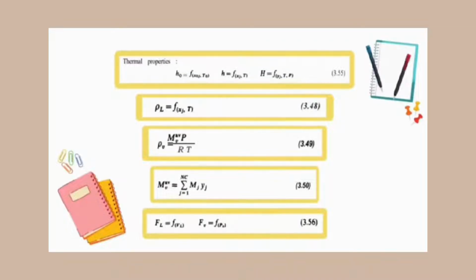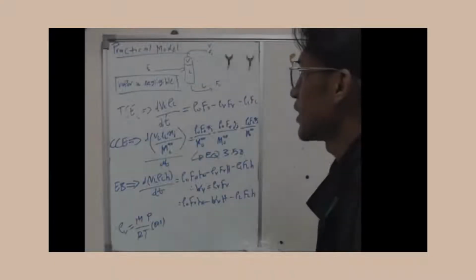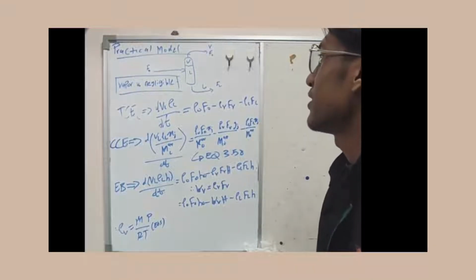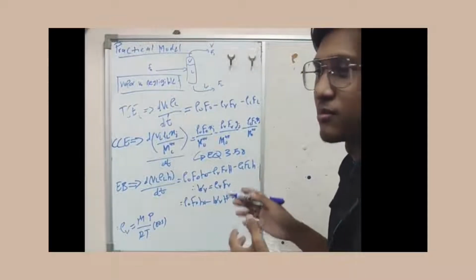Next, these are the available equations for the practical model. So, the equations are the VLE equation, the density equations for vapor and liquid, the average molecular weight equation, and the feedback controller equation. So, balik pada kita punya practical model yang kita tunjuk contoh yang macam dengan cara nak kira lah.